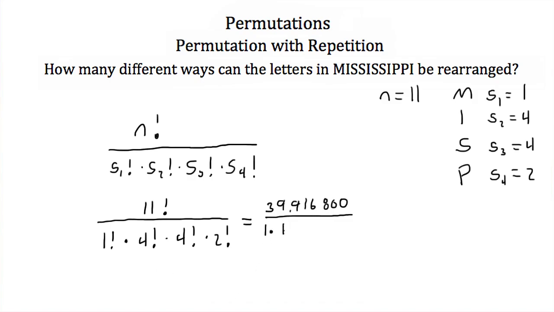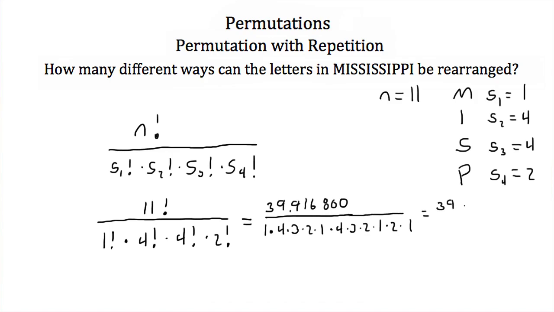4 factorial would be 4 times 3 times 2 times 1. And 4 factorial again would be 4 times 3 times 2 times 1. And that's multiplied by 2 factorial, or 2 times 1.